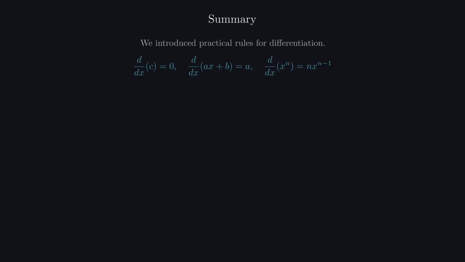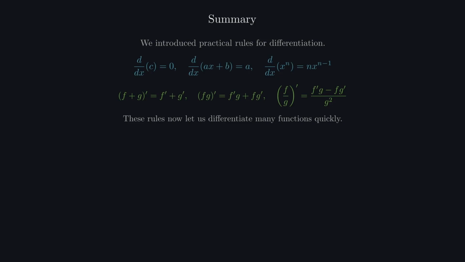Let's summarize what we have done in this lesson. We started from the limit definition of the derivative and used it to motivate four practical rules: the derivative of a constant and a linear function, the derivative of x to the power of n, the sum and difference rules, the product rule, and the quotient rule. We applied these rules to polynomials, products and quotients, and to piecewise functions. With these rules, you can now differentiate a wide variety of functions quickly and accurately, which will be very important in all later topics in calculus.